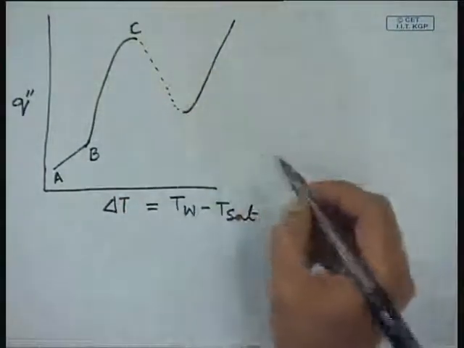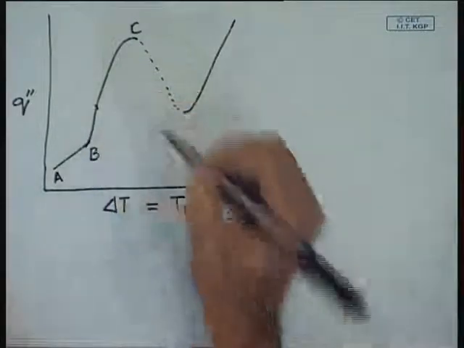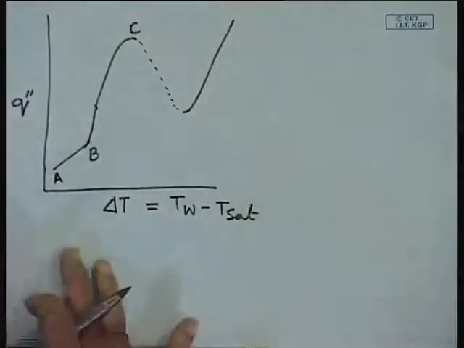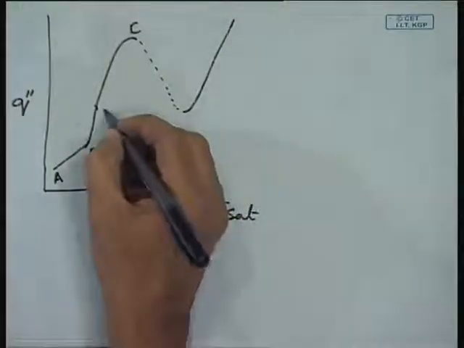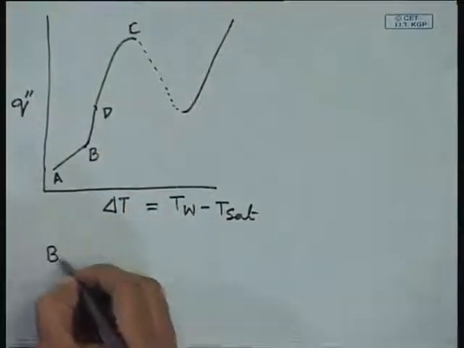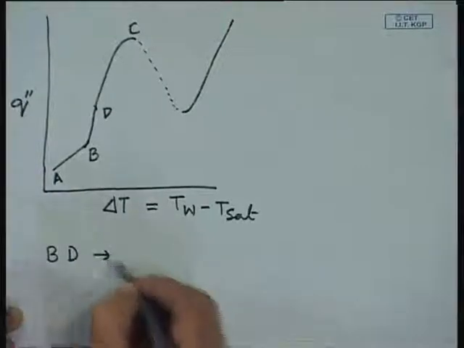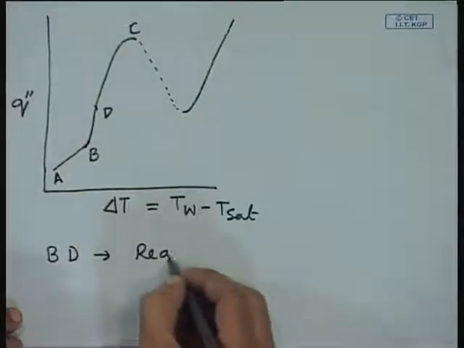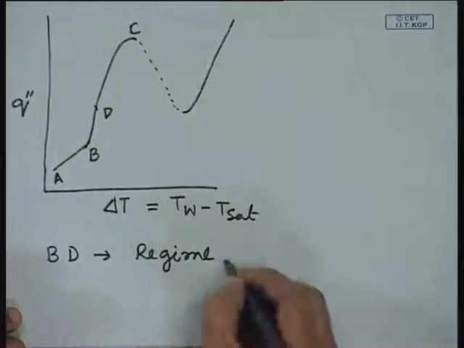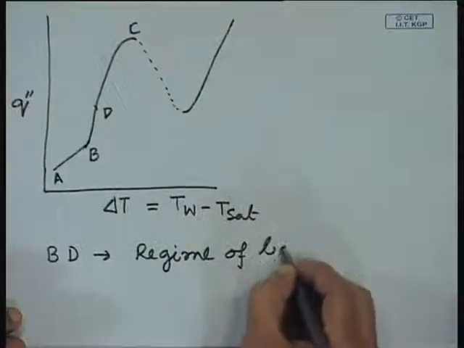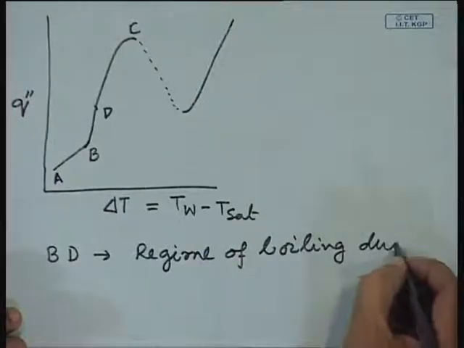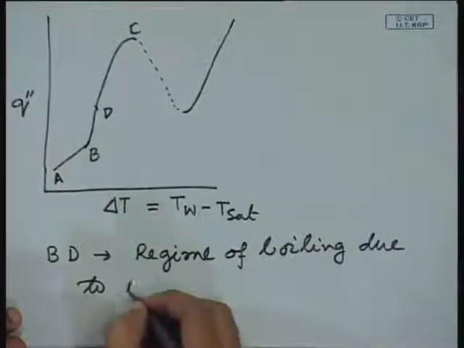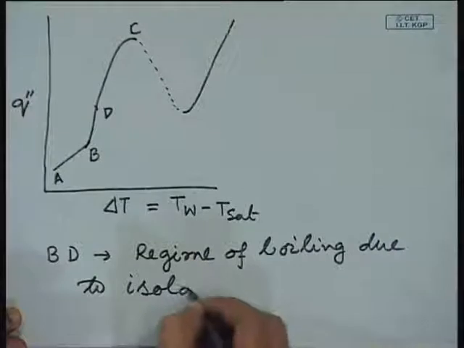Now, the first regime which I get, probably up to this point, let us call it D. So, BD is the regime of boiling due to isolated bubbles.